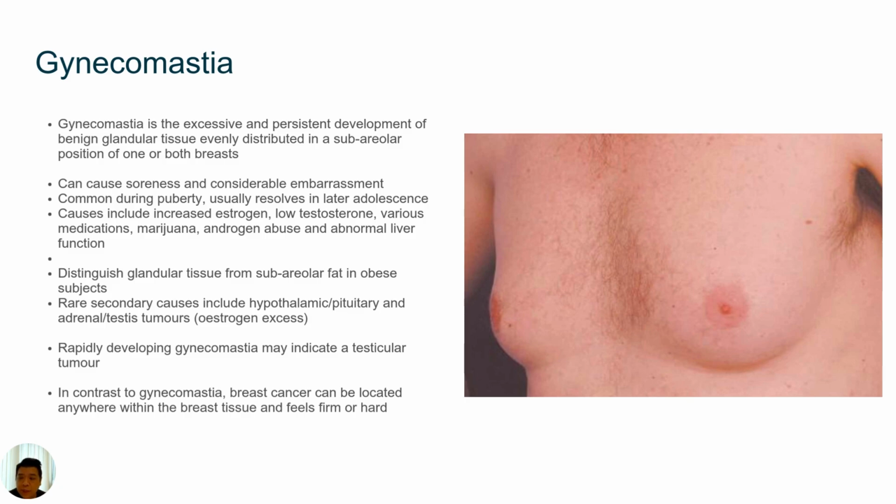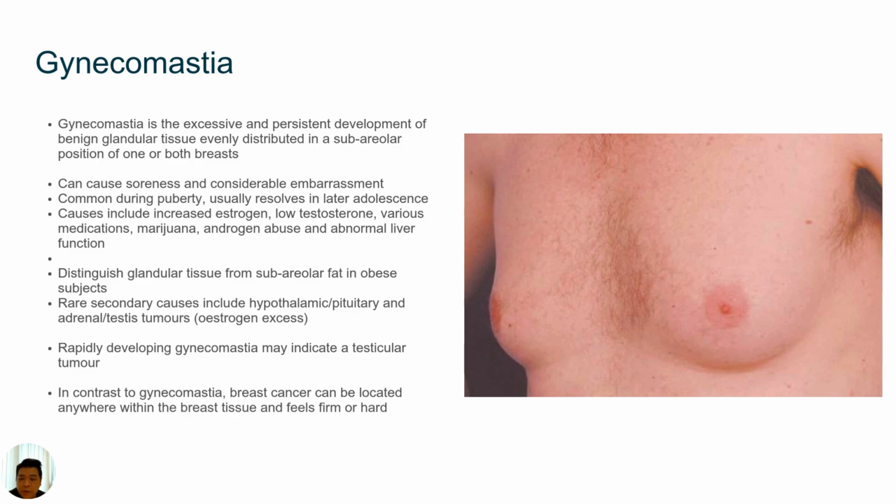On examination, we have to examine the chest to rule out the presence of gynecomastia, which is an excessive persistent development of benign glandular tissue, evenly distributed in a subareolar position of one or both breasts. It can cause soreness of the breast and also embarrassment. It's common during puberty but will resolve in later adolescence. Causes include an increase in estrogen, low testosterone, and different medications, marijuana, androgen abuse, or abnormal liver function. So we have to distinguish the glandular tissue from areolar fat in obese subjects.